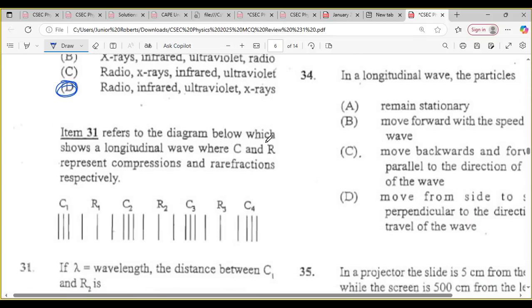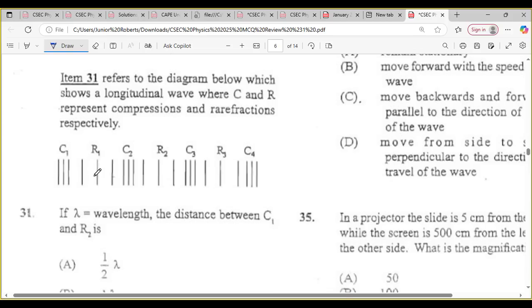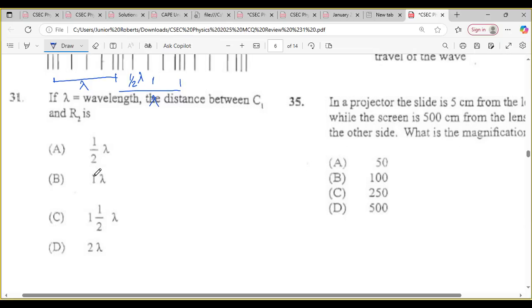31 now says, this is what we have. Item 31 refers to the diagram below, which shows a longitudinal wave where C and R represent compressions and rarefactions respectively. If lambda equals the wavelength, the distance between C1 and R2 is, so from C1 right here to R2, we want to know what is that distance. Now from C1 to C2 would be a wavelength, and from C2 to C3 would be another wavelength. But since we're going from C2 to R2, that's going to be halfway, so it's going to be half of a wavelength, right? So we're going to have one wavelength plus half a wavelength, which is simply 1.5 wavelengths. So that's C for 31.